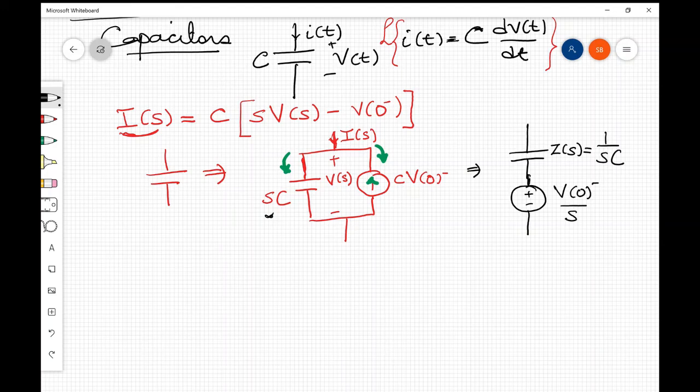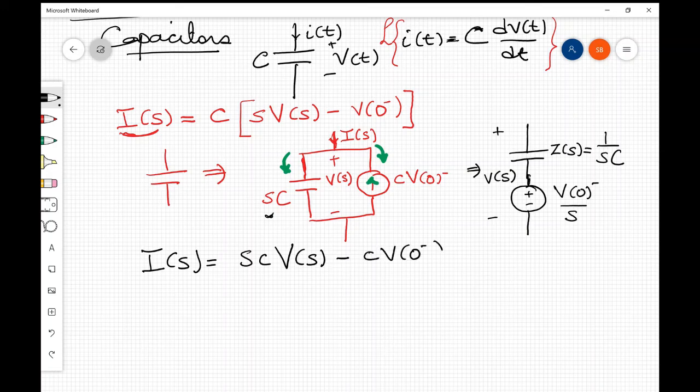So in this case, we have a plus minus Vs here. If you just compute Vs, you are going to have that value, right? Let's do that. So I have I at S equal to SC V at S minus SC times V at 0. So if I go for V at S, V at S is going to be what?